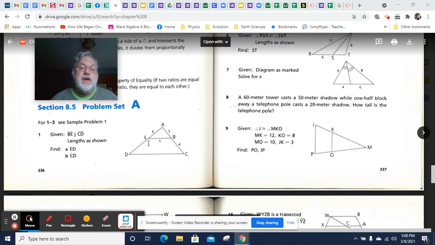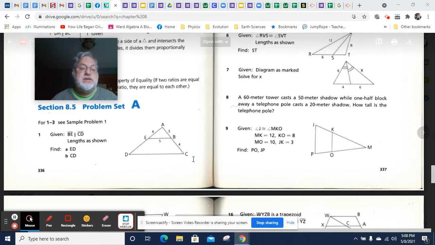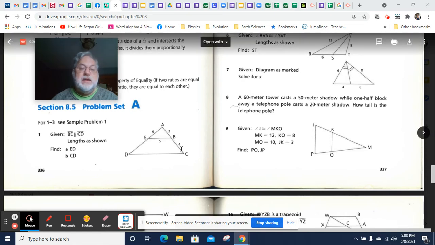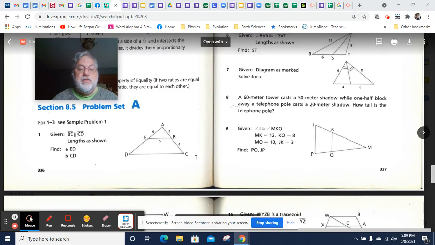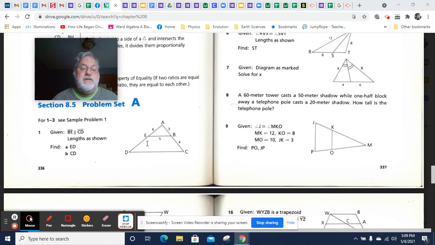So I've got BE is parallel to CD, and I've got the lengths as shown. So I've got this 6, this 3, this 5, this 4, and of course, 3 and 4 make a 7. So I know the full length of that side. I need to find ED, and I need to find CD. Now, ED is going to just require me to deal with the 6, 3, and the 4. CD will require me to have figured out that AC is 7.